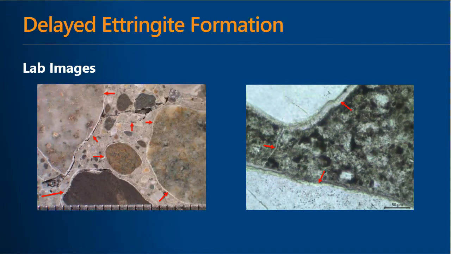But lucky for us, again, because of the type of reaction, it has some pretty characteristic features that we look for in a petrographic examination. Because the ettringite is growing in the hardened concrete after it has set, there's no room for it.